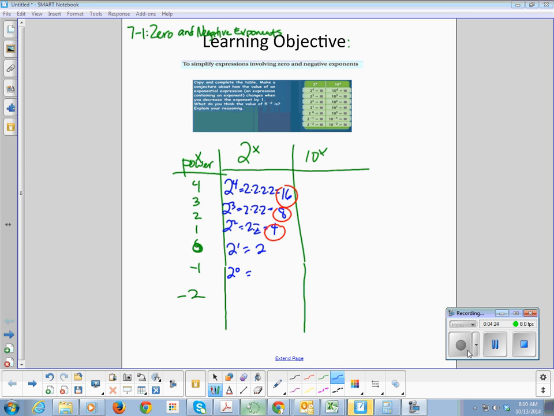If I follow the pattern, how do I get from 16 to 8? How do I get from 8 to 4? Using the same pattern. So it goes 16, 8, 4, 2. What's the pattern? Am I adding, subtracting, multiplying, or dividing? Dividing by 2. I'm cutting everything in half each time.